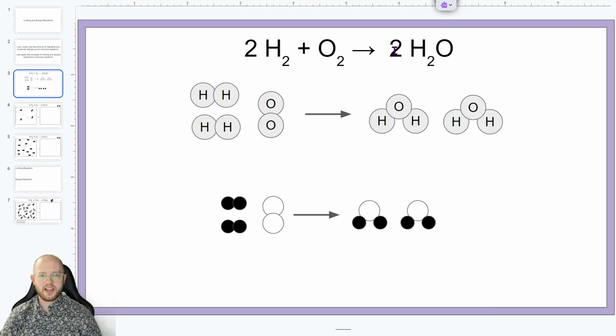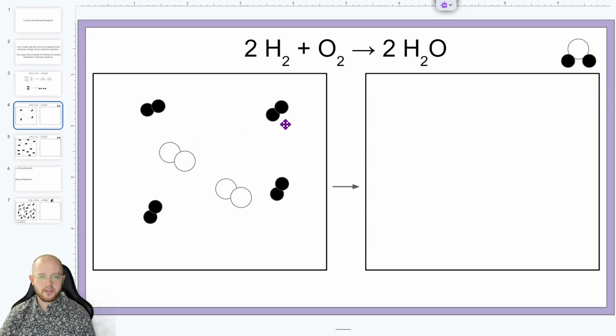We're going to start with how we've modeled equations in the past. If I'm given this balanced equation, from the equation I can see I need 2 hydrogen molecules and 1 oxygen molecule, and they're going to react and form 2 water molecules. We're going to represent that slightly differently. We're just not going to use the letters, we're going to use different color circles to represent the different atoms.